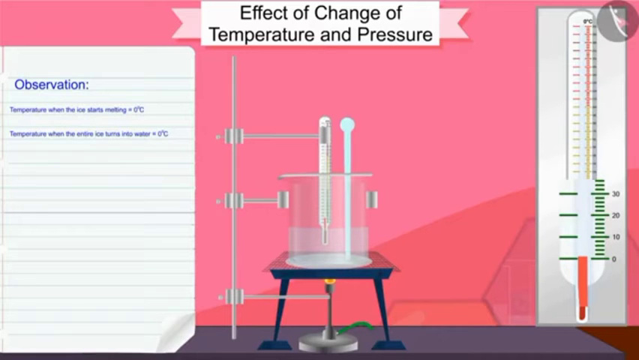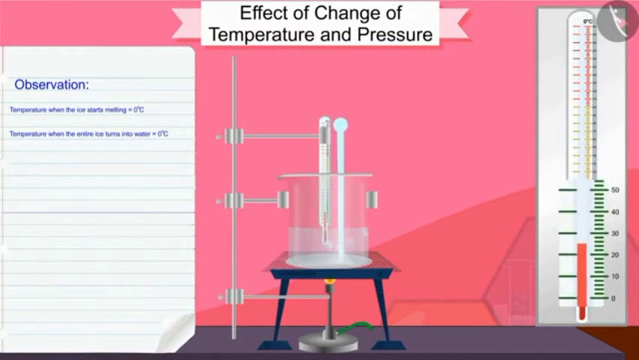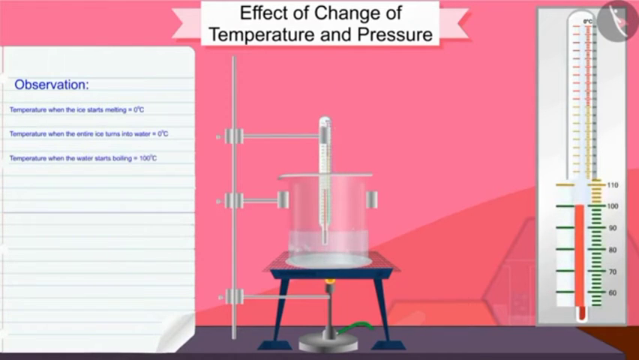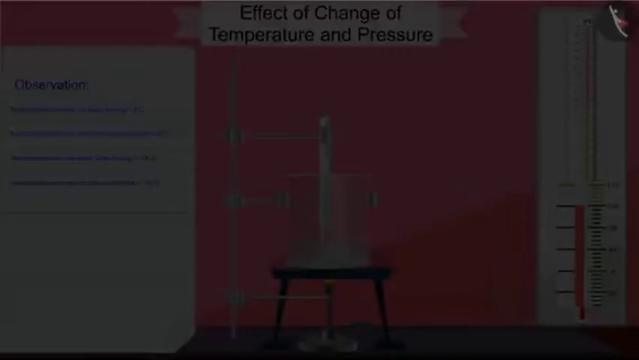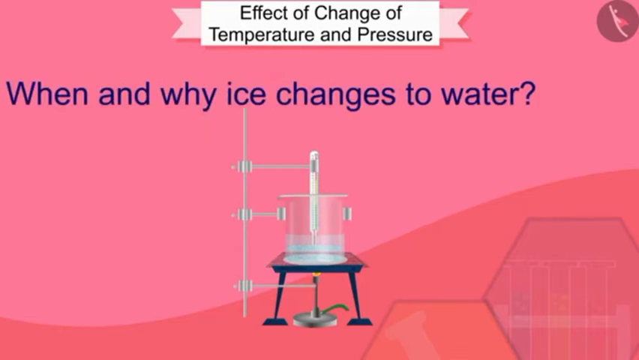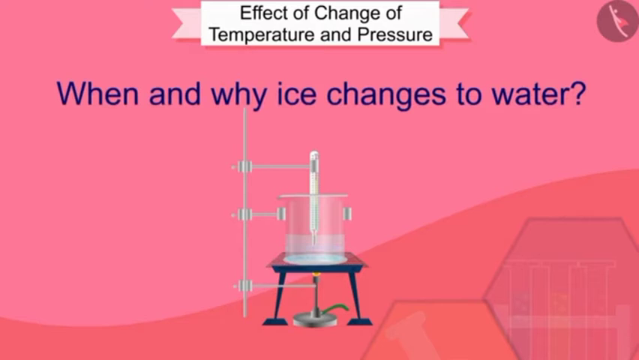Now, put the glass rod in the beaker and heat it by stirring till the water starts boiling. Keep an eye on the measurement of the thermometer until most of the water vapor is formed. Note down the observation in the change from the liquid state to gaseous state of water. Let us first discuss observations in the conversion from ice to water. First of all, we will see when and why ice changes to water.